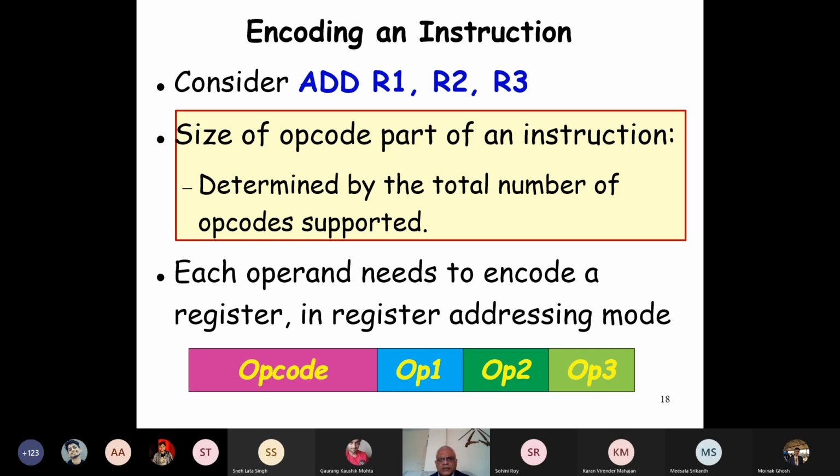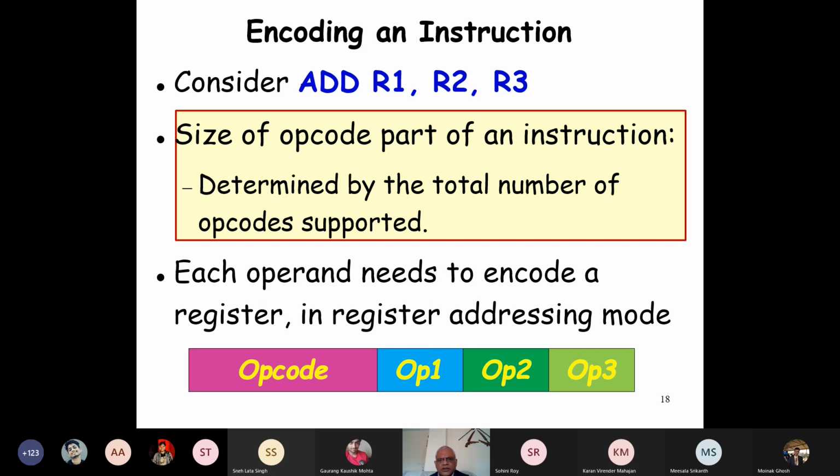Consider a simple instruction like add R2 and R3. These are the two operands, and the result is produced in R1. How will it be encoded? The ADD is the opcode here, so the opcode part will be stored here. And then there are operands here: OP1, OP2, OP3. These are the three operands. R2, R3 are here, and R1 is in OP1.